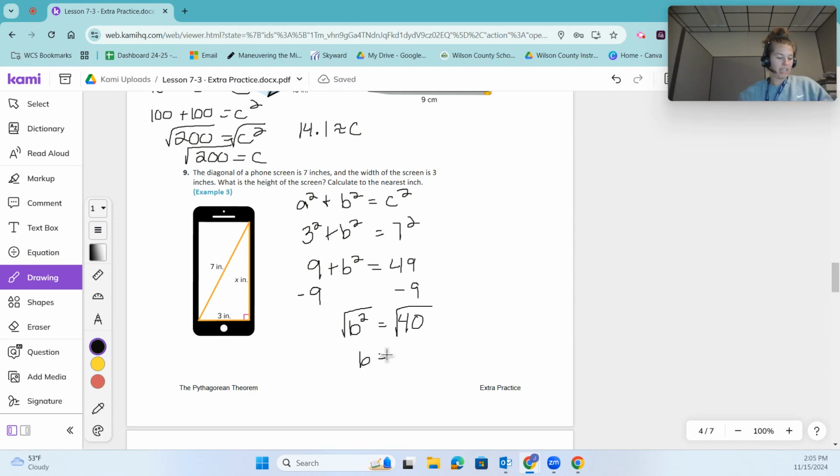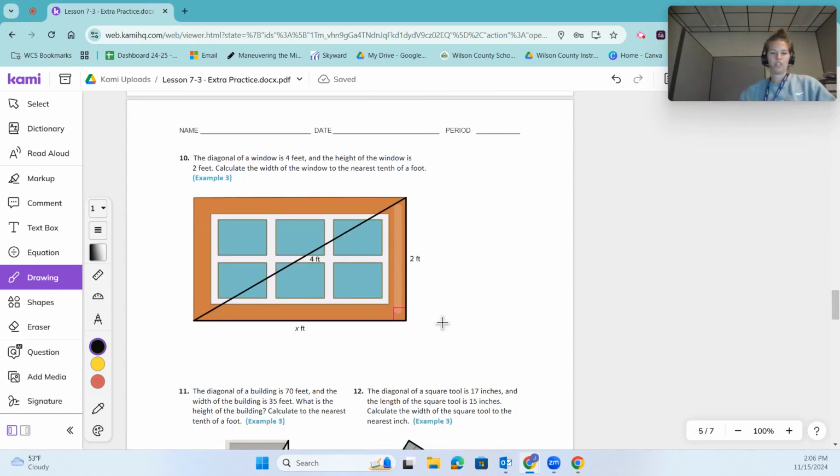So b equals approximately 6.3. And this actually says calculate to the nearest inch, so it's approximately 6 inches. Let's do another one like that together. So this one tells us the diagonal of the window is 4 feet. Okay, and the height of the window is 2 feet. Calculate the width of the window to the nearest tenth of a foot.